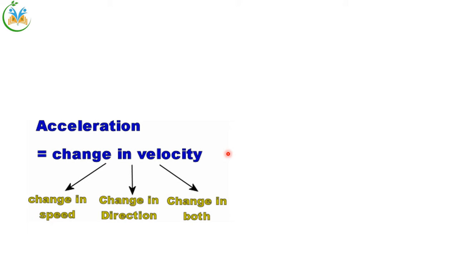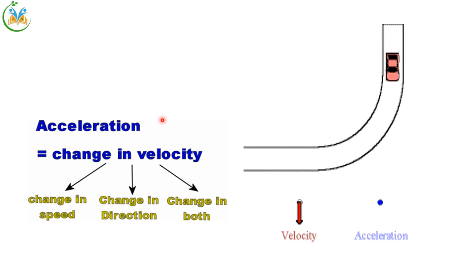So you can say acceleration is the change in velocity, and a change in velocity may happen through a change in speed, a change in direction, or a change in both. If any of these three changes, either speed or direction or both, then we can say velocity is changing, and velocity changing means there is acceleration. You can understand this by this example. See the red gauge and the blue gauge. When the car is moving from this point to this point and taking a turn, velocity and acceleration both are changing.